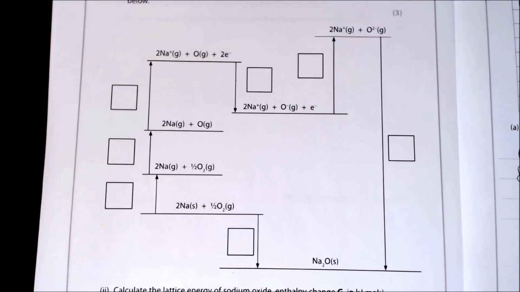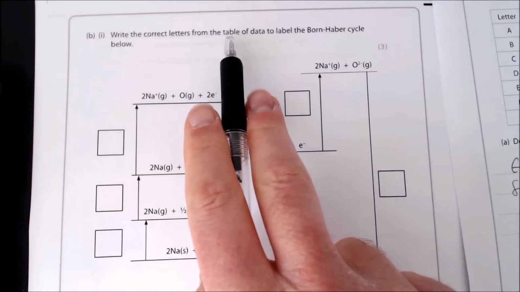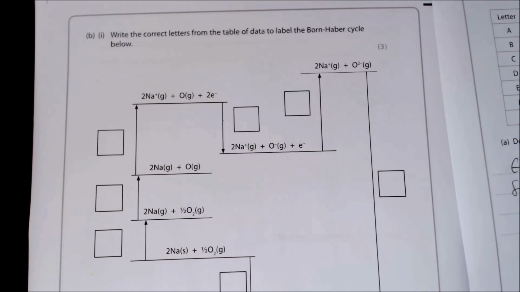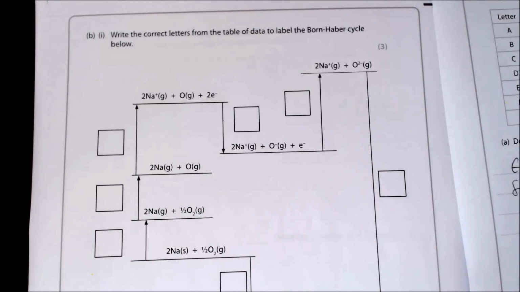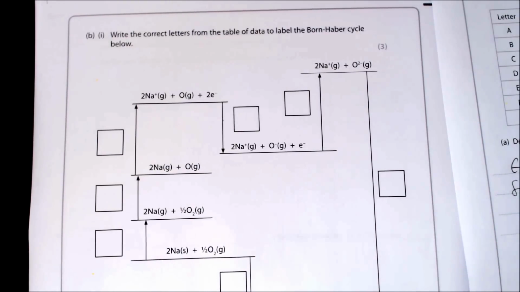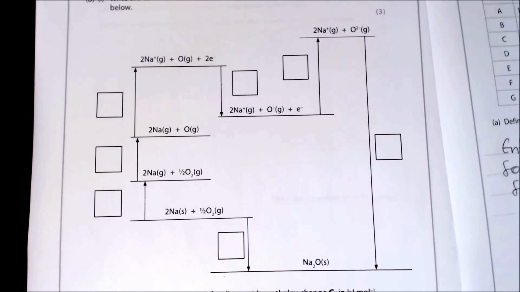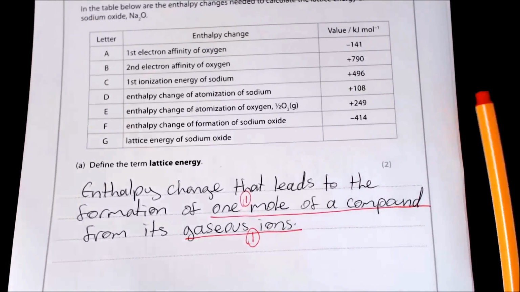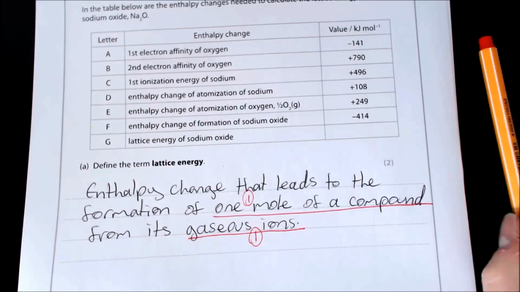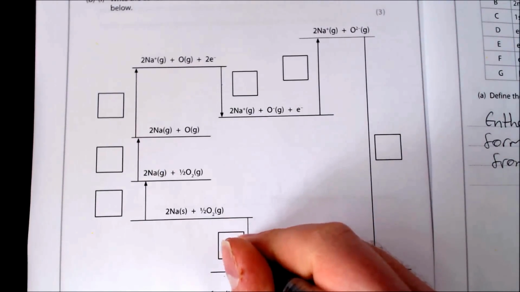Now, this is where we're going to still need the table for this bit. So it says, write the correct letters from the table of data to label the Born-Haber cycle below. So we just need to use this information from the previous table to write some letters on here. So let's start with this bit here. Here's our elements in their standard states, and we're forming the salt, which is down here. So this is sodium oxide. If we bring in the table, we can see that this one should be the enthalpy change of formation of sodium oxide because we're forming it. So we're going to put F in there.